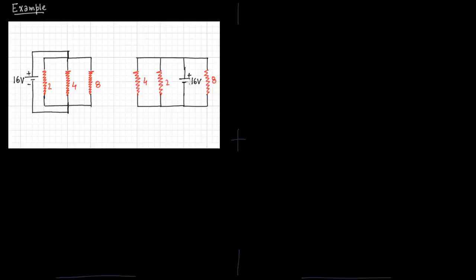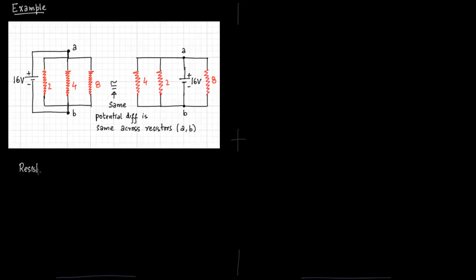So let us now record a simple example. Say we have these two diagrams. We have three resistors in parallel, 2, 4 and 8, and these two diagrams are the same. You need to convince yourself that the diagram on the left is the same as the diagram on the right. That is because the potential difference across the resistors is the same. So the potential difference across A and B is the same.